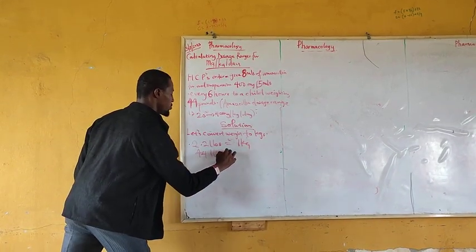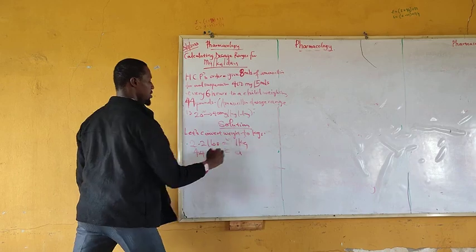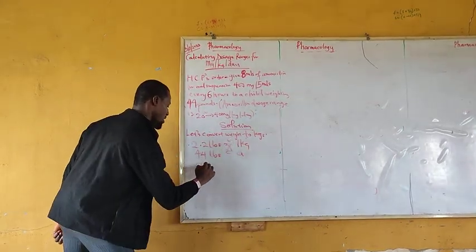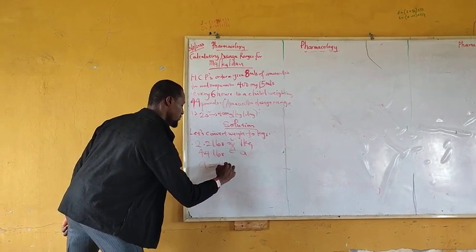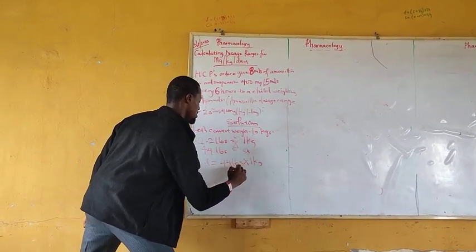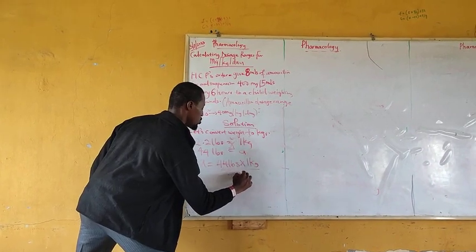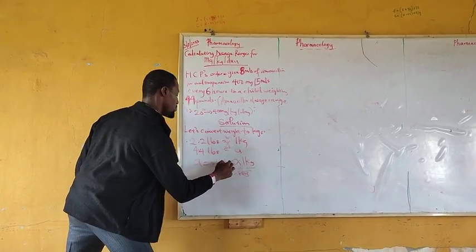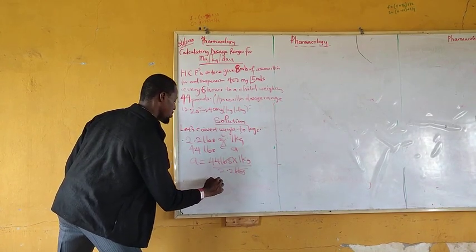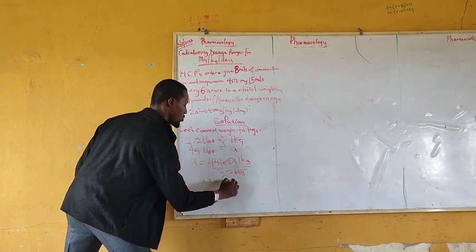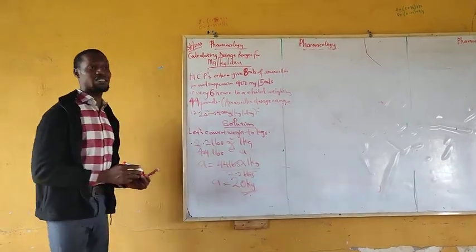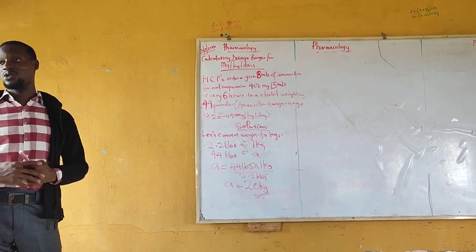44 pounds will be equals to what? A. So if we cross multiply here, what do we have? A equals to what? 44 pounds times 1 kg over 2.2 pounds. Pounds cancels pounds. Okay, if we divide this, what do we have? We have 20. A equals to 20 kg. So the child's weight is 20 kilograms.